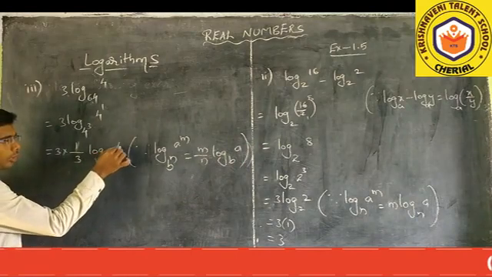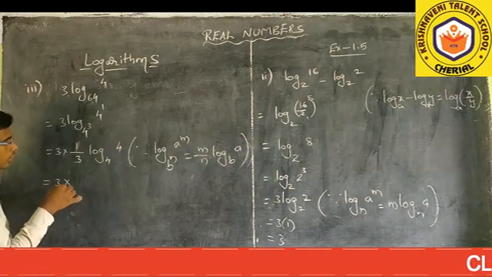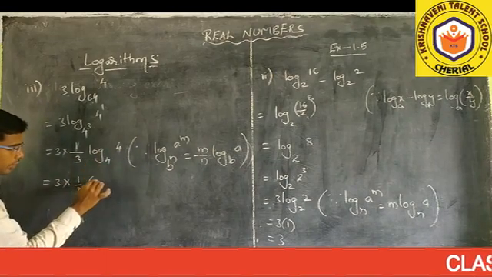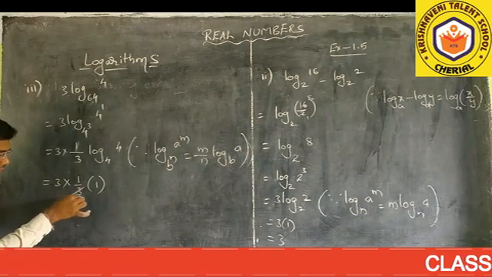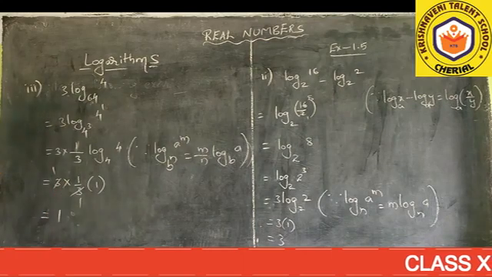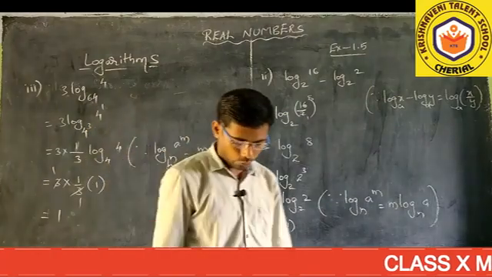Now if you observe, the log number and the base are both the same. So it equals 3 into 1 by 3. How much will you get now? Log of the number to the same base, this value is 1. What is there in between them? Multiplication. So 3 ones are 3, 1. Therefore, the value of 3 log 4 to the base 64 is 1.